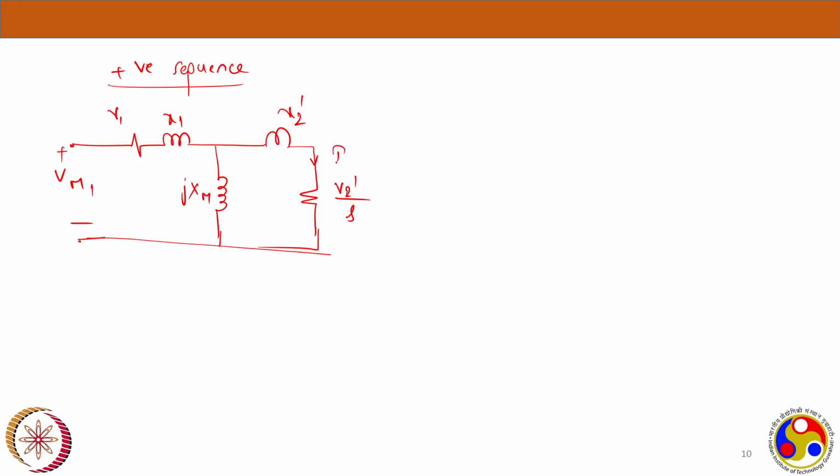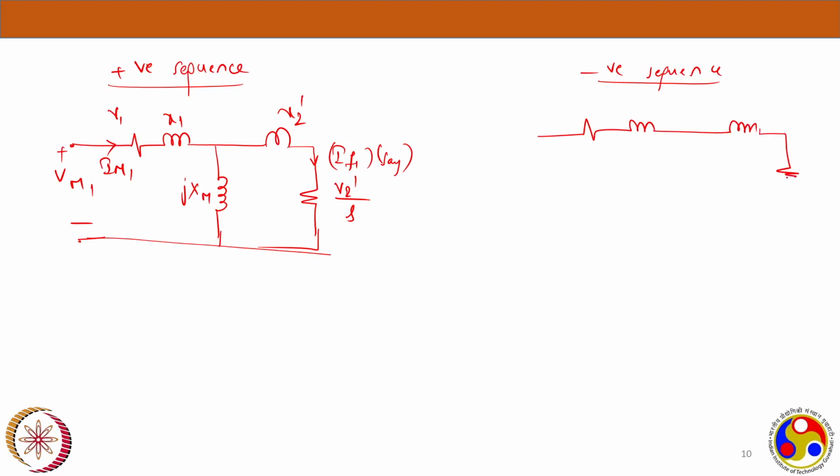Let's say the current flowing in this winding from the supply itself is IM1, and the current flowing through your rotor resistance is IF1. I am saying the forward current in the positive sequence. IF1 represents the forward current. Now if you see the negative sequence, we will have IB1, which is the backward current. Same equivalent circuit, but the currents and notations will be a bit different here.